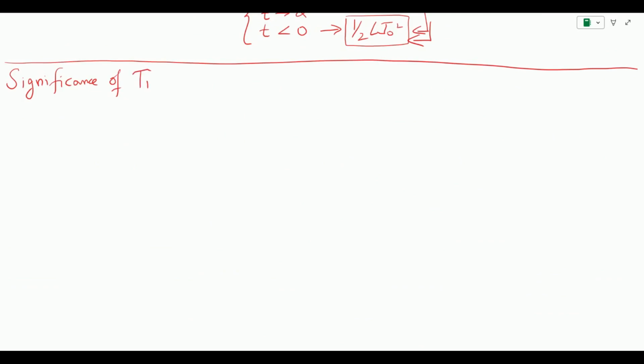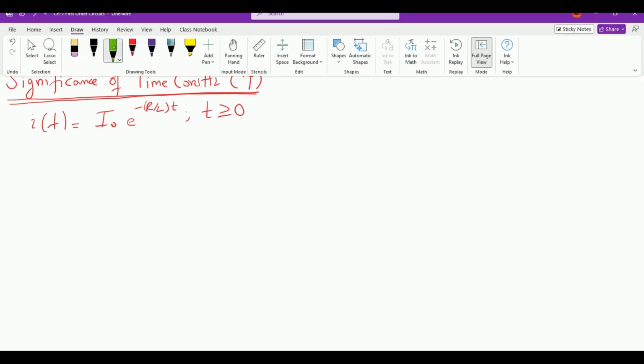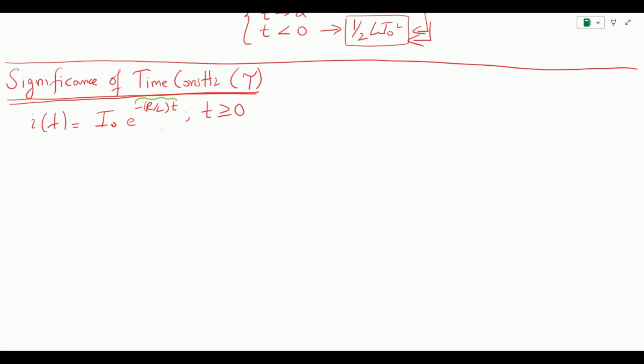of time constant represented by symbol tau. So we have seen in our expressions, for example, for the expression of current, we noted this, that it is equal to I naught e raised to power minus R by L into t, given t is greater than or equal to 0. Now this value over here, this minus R by L multiplied by t, is a very interesting factor, because we know that this R and L is basically causing the current to decay exponentially in the negative term.